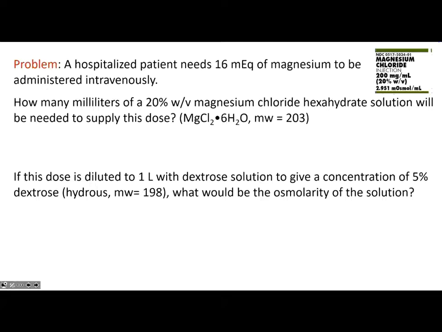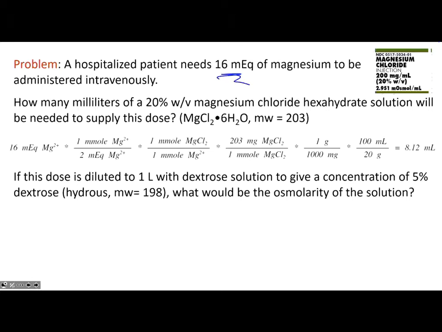What was the dose? What's our target? What are we trying to get? Realize this is what we're trying to prepare. So that's where you start this question. Start with the dose of 16 milliequivalents. What are we trying to get to? We're going to eventually have to get to milliliters of solution that's in a weight per volume. So we obviously got to go from milliequivalents to millimoles, and then millimoles to milligrams, and then to volume. If you think about the roadmap, those are going to be all of our unit conversions.